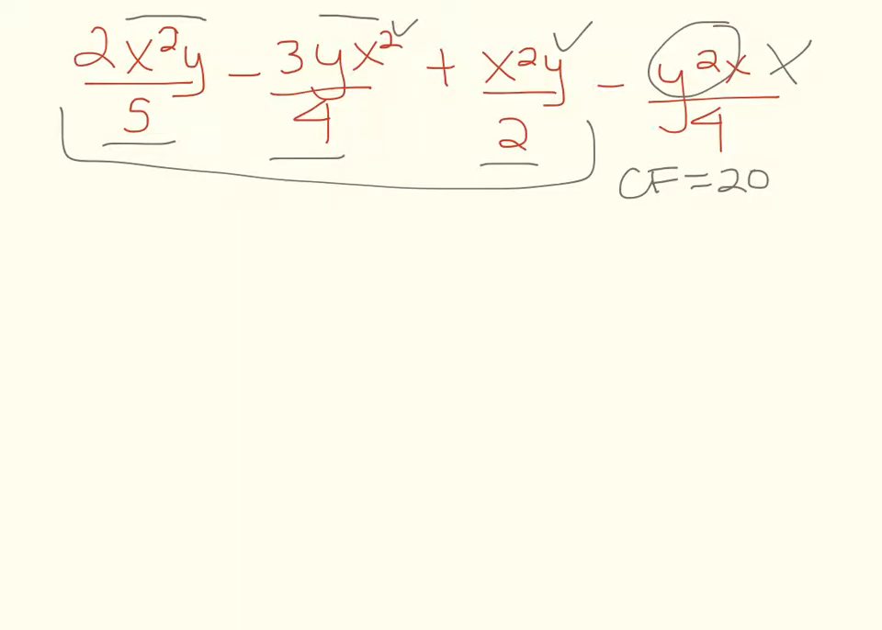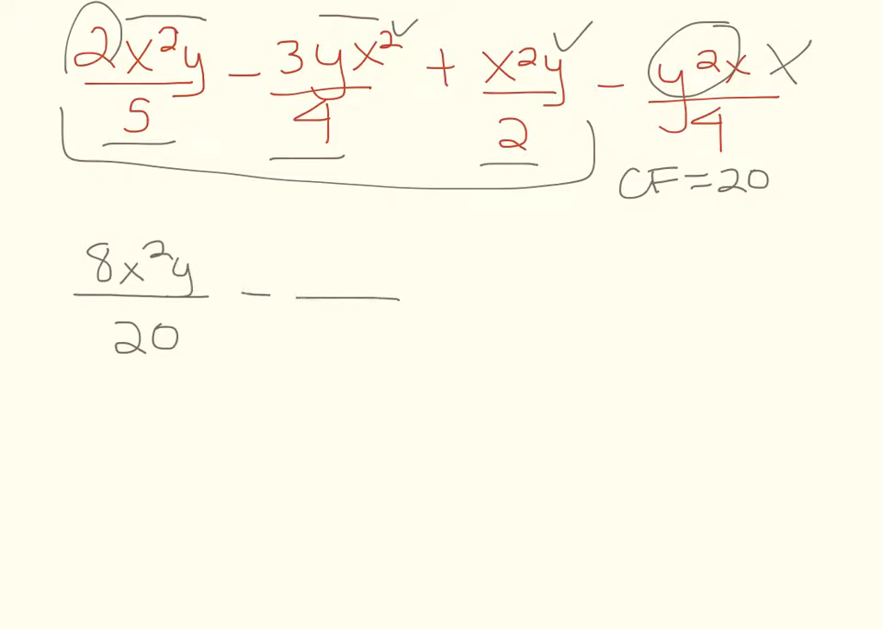Just like with fractions, we will make every denominator be 20, and what we do to the bottom, we must do the same to the top. So we had 5, we made it 20. What we've done is multiply 5 by 4. So what we do to the bottom, we must do to the top. Because we have a 2, we will multiply that 2 by 4 as well. So we get 8x squared y.